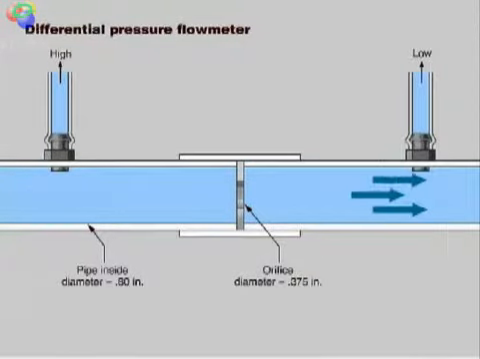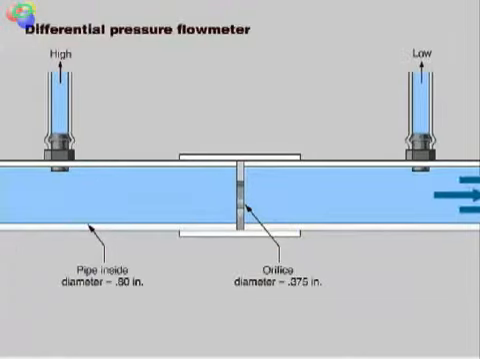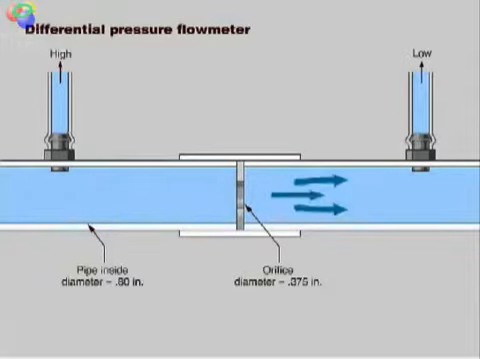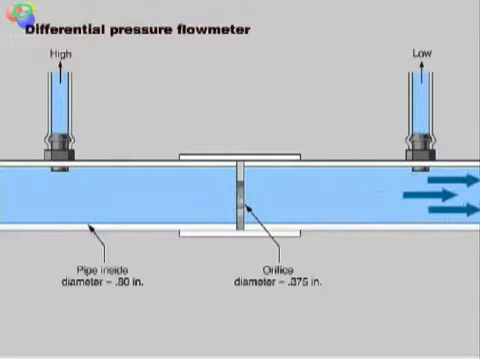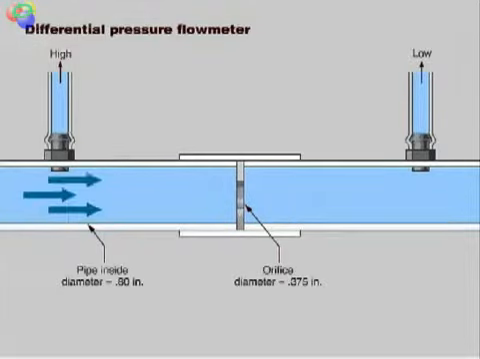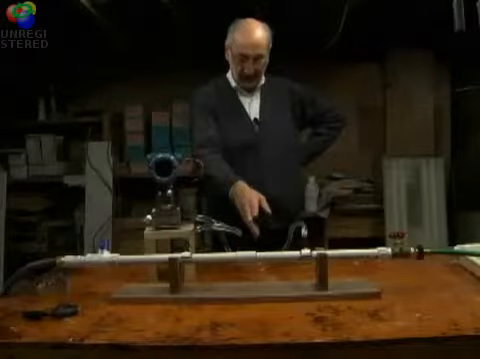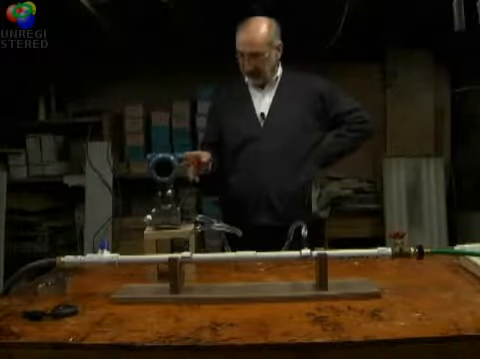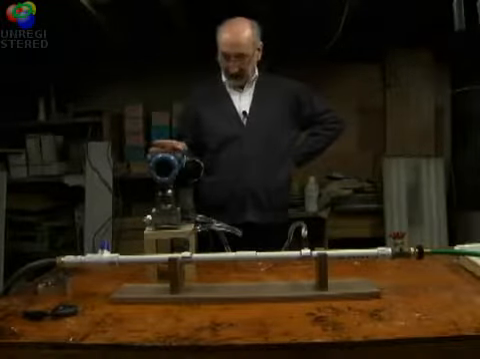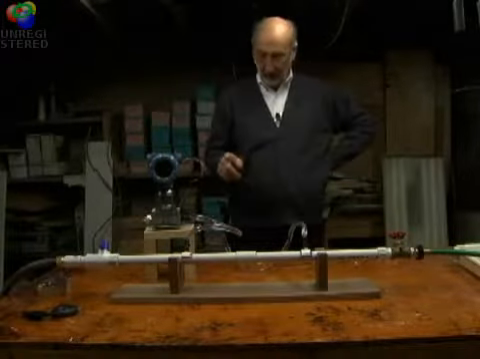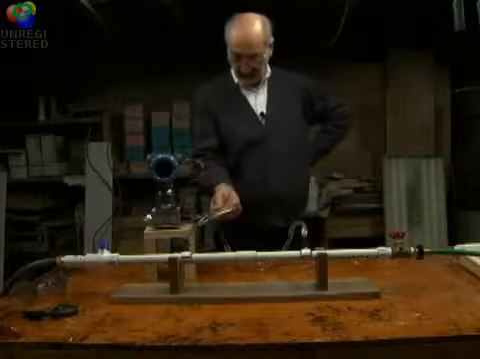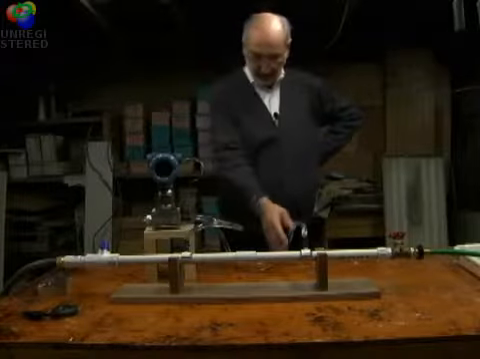The concept is very simple. If you place a restriction in the flow, there will be a pressure loss that is proportional to the flow rate. The more fluid you try to jam through the restriction, the greater the pressure loss. So if you measure the differential pressure, you can use it to calculate the flow rate. What we're going to do then is put water through the pipe at various flow rates and then look to see what the differential pressure is.